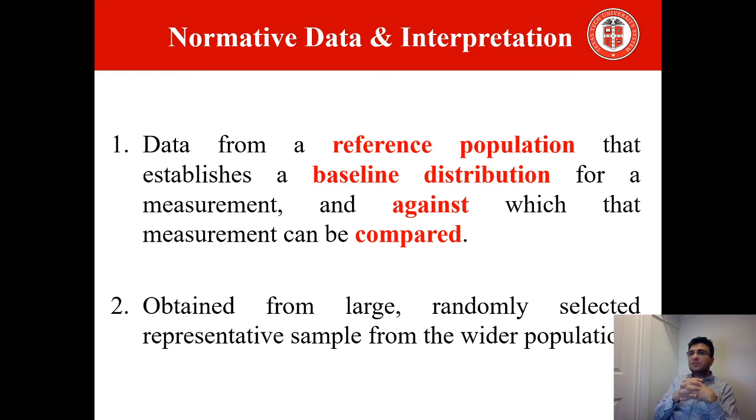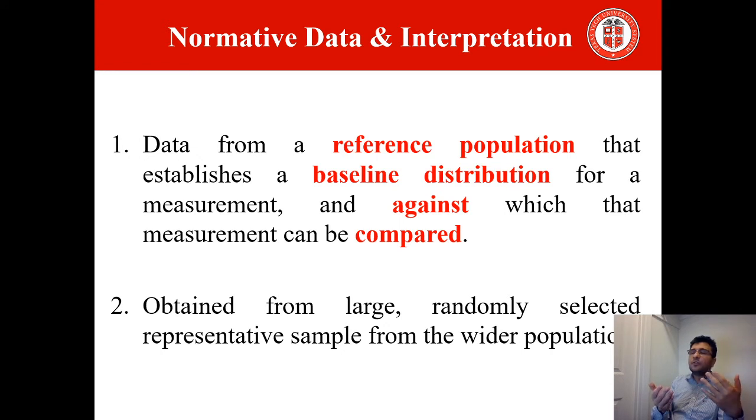Normative data, as you can see in the definition on your screen, is data from a reference population that establishes a baseline measurement, and against that baseline we are checking our measurements. So it's a comparison outline with which we compare things. And the second point highlights how these normative data tables are formed or created. They are obtained from a large representative sample population, from a very wide number of people.